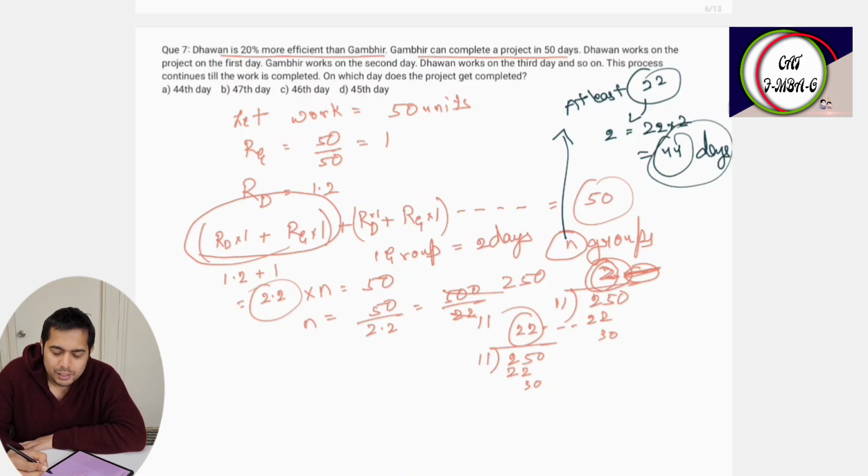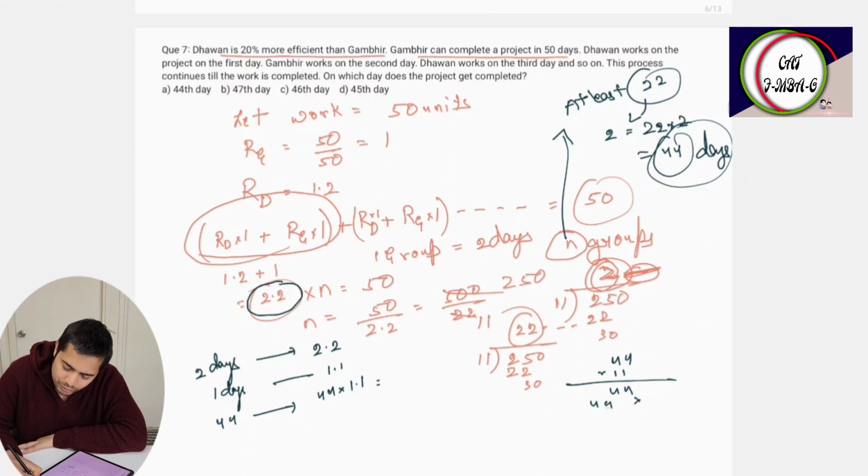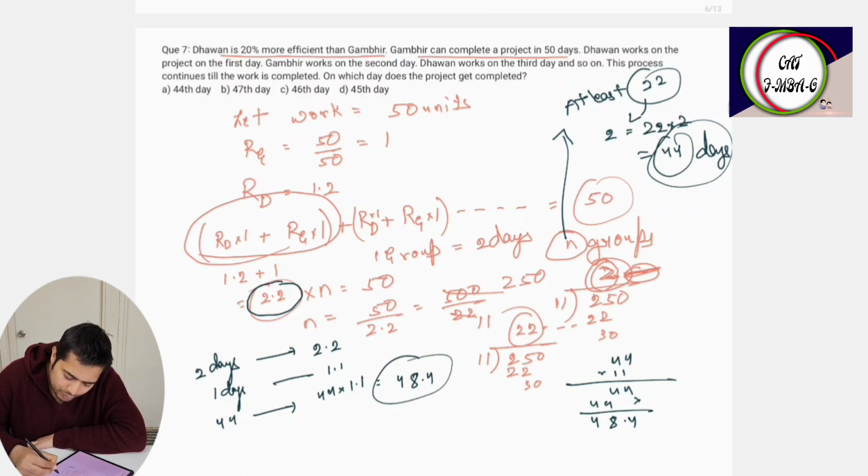Keep them aside. In 44 days, how much work will be done? In 2 days, 2.2 work is done. 1 day, 1.1 is done. In 44 days, 44 into 1.1, that is 48.4 work will be done.